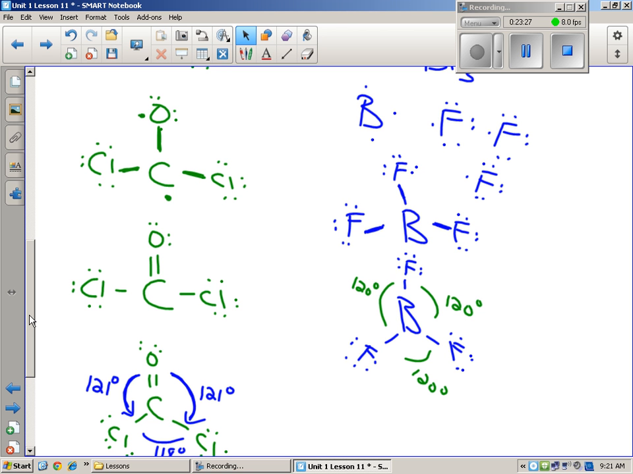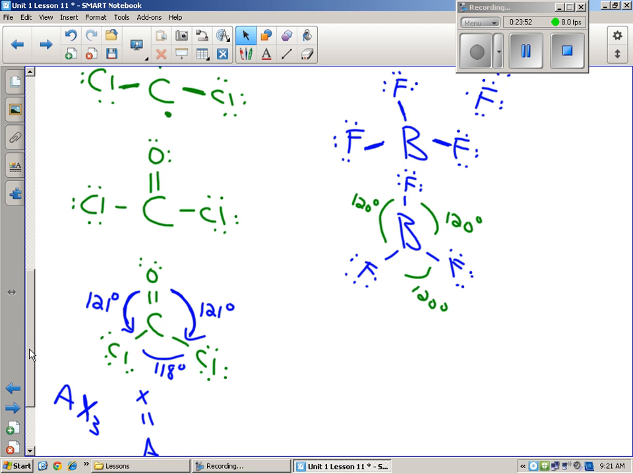In most cases, you're going to get something that looks like this, where it's not exactly all spread out. So the 121, 121, 118. These are both AX3s. These are both trigonal planar, and they both have bond angles of about 120. That one's perfectly 120. This one here is a little bit off, of course, because of that double bond.